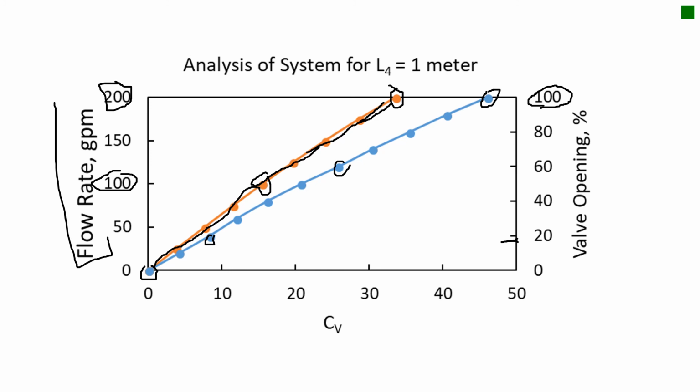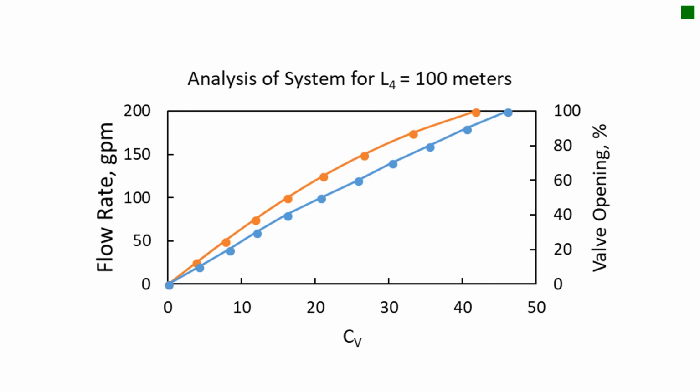Now we're going to take a look at modifying our system. Instead of L4 being just 1 meter long, I'm going to change it to 100 meters. Now my curves are slightly different. I have a longer pipeline. It went from 21 meters to 140 meters long.